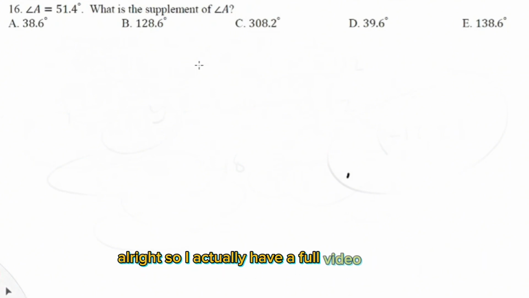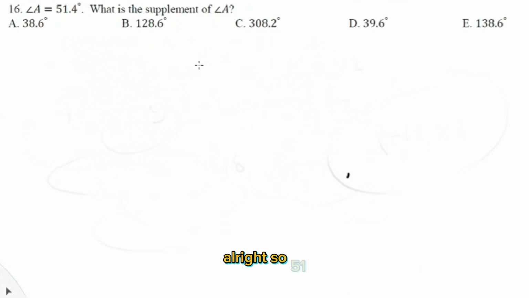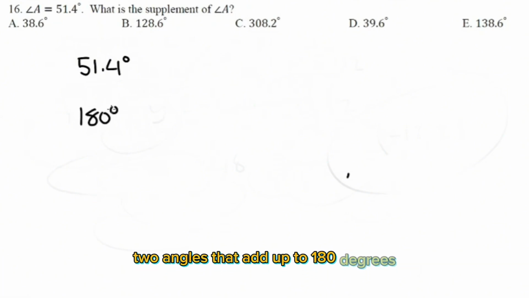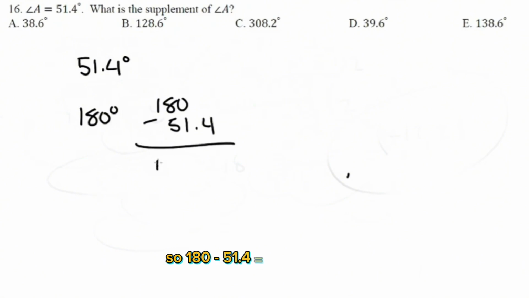Next, if angle A is equal to 51.4 degrees, what is the supplement of angle A? I actually have a full video on this, which will be in the pinned card at the top, but let's continue with this problem. 51.4 degrees is the number we're given. Supplementary angles are two angles that add up to 180 degrees. So to find the supplement of angle A, we do 180 minus 51.4, because that tells us the other angle that adds with 51.4 to make 180. So 180 minus 51.4 equals 128.6 degrees, and that's your answer.